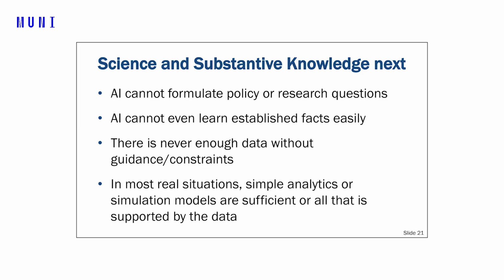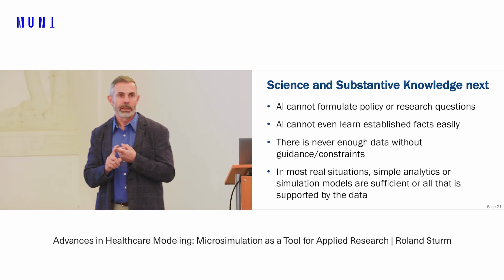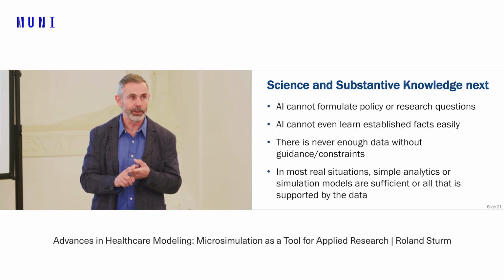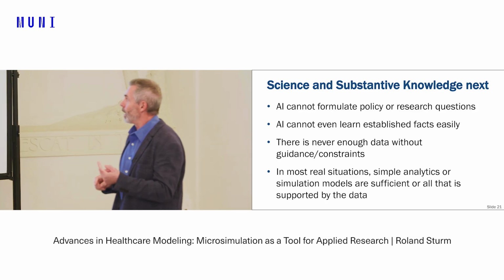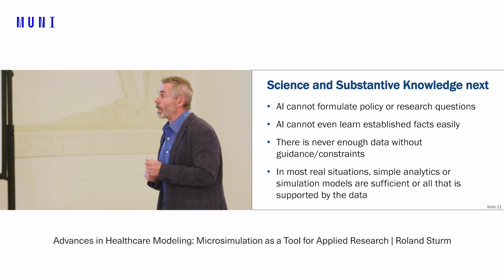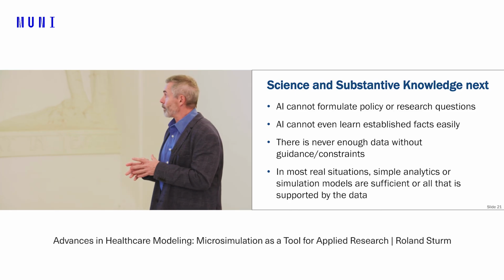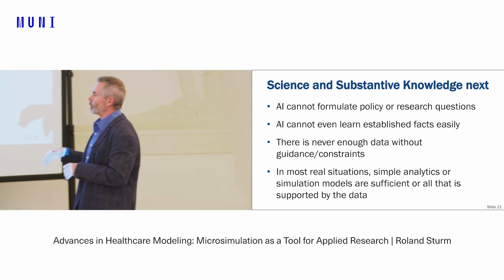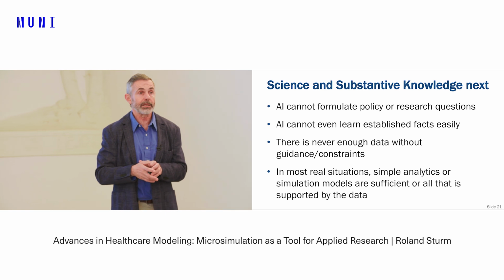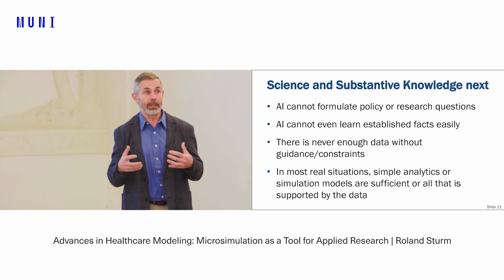You need to think about what you want to do. AI cannot formulate policy or research questions. Don't go to ChatGPT to ask you for a research question or even have a description of a research question. You do this. AI cannot even learn established facts easily. There's never enough data to train an AI without some very strong guidance. But as I said, in most real simple situations, you don't need the fancy tools. Do something simple. Simple analytic tools or simulation models are sufficient, especially if that's all that is supported by the data you have.